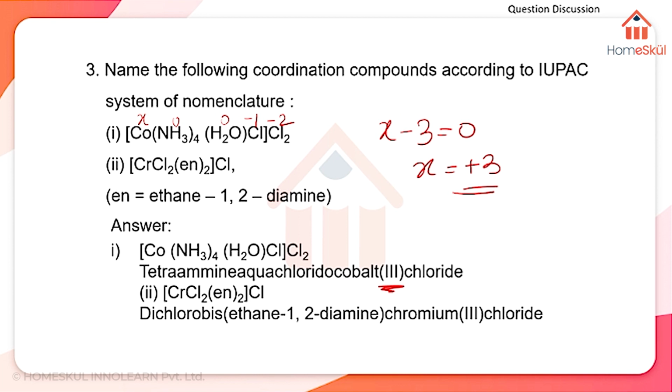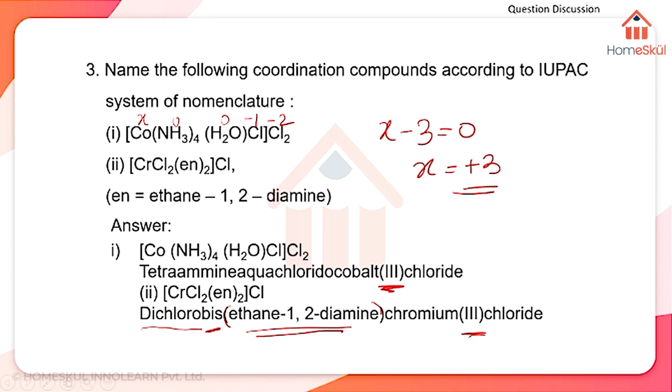Okay, similarly we can answer the second complex. Here, [CrCl2(en)2]Cl, the ligands present are Cl2 and en twice. So in this case we can name it as dichloridobis(ethane-1,2-diamine). Okay, then we have chromium(III) chloride, and you have to note that this is mentioned in a bracket. And here also we get the oxidation number 3.